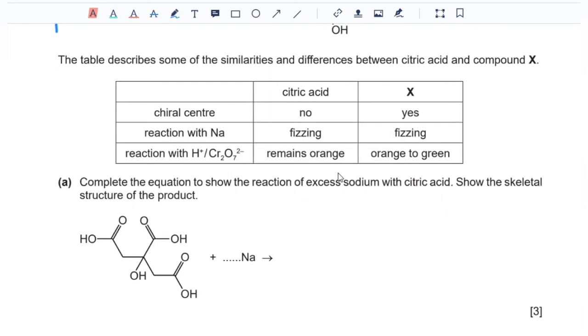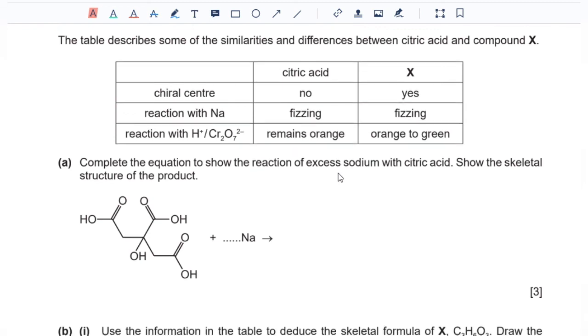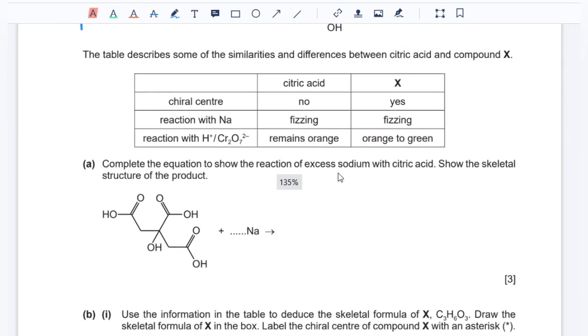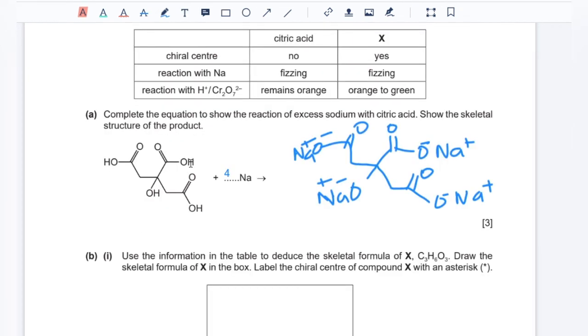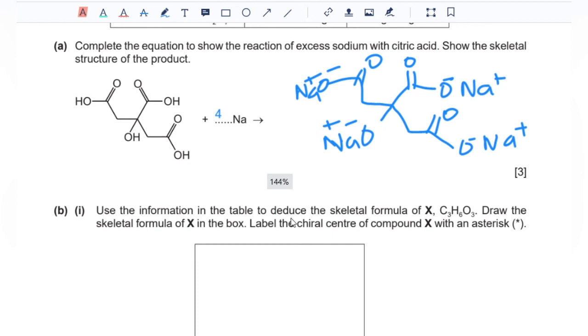A. Complete the equation to show the reaction of excess sodium with citric acid. Show the skeletal structure of the product. So again, sodium would react with the 3 acid groups and this alcohol group, which means you'd need 4 sodium atoms. And for the product, you'd have this compound. All of the hydrogen atoms are replaced by sodium, and you'd also obtain hydrogen molecules as the byproduct.